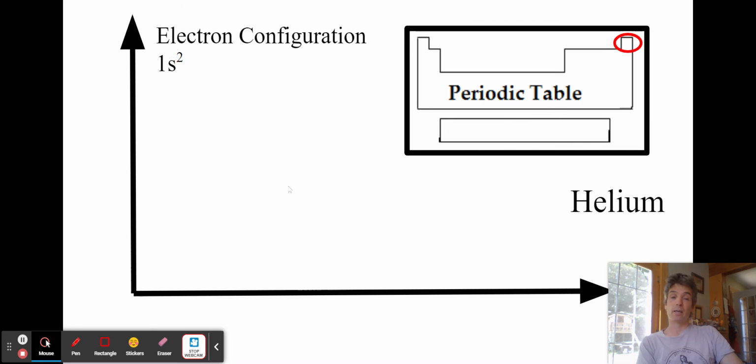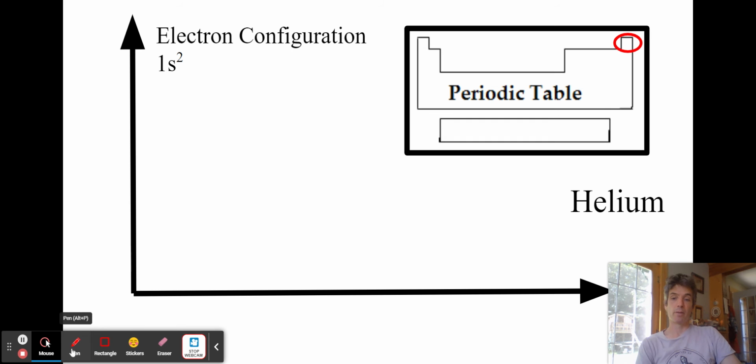Now, what would this one look like? This is helium. All right, here's helium's electron configuration. So if you want, pause your video and draw it. Guess what you think it's going to look like. Is it going to be closer to the origin, or is it going to take less energy? What do you think?